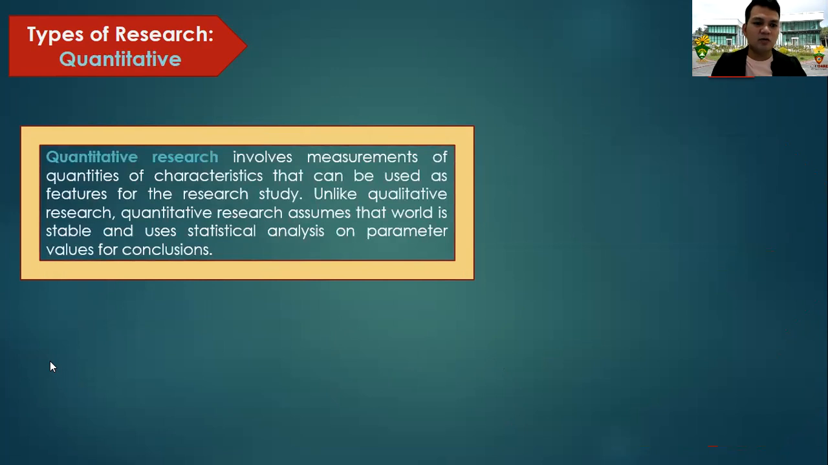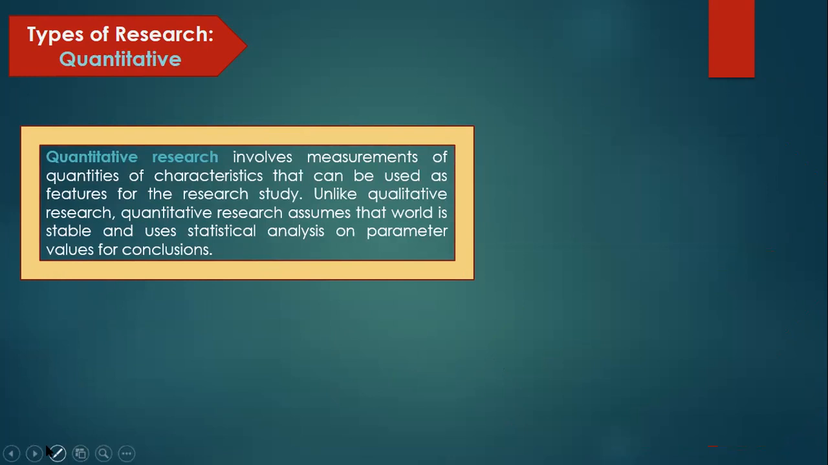The next one, we have quantitative research. For the quantitative research, it involves measurements of quantities. Okay, so quality is like a quality of a set of parameters, a set of variables based on the quality. And for the quantitative, it's quantities, meaning you can count, you can measure, you can evaluate the data on a numerical basis. So it's from the term quantity. Okay, it involves measurements of quantities of characteristics that can be used as features for the research study.